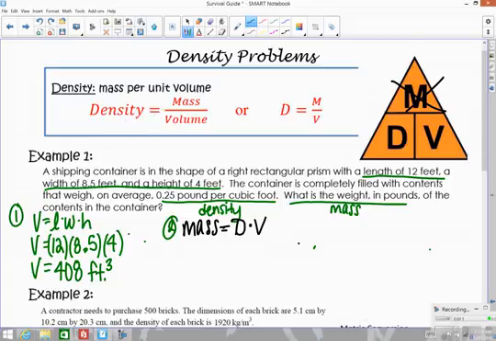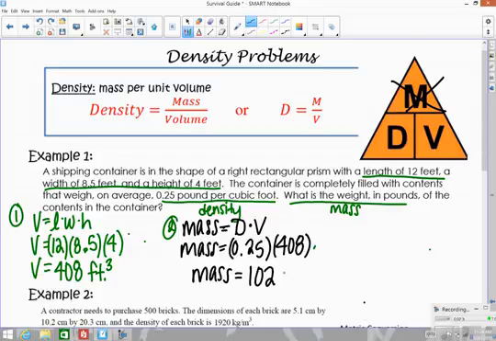So if I'm going to find the mass, I'm going to take the density that they give me, 0.25 pounds per cubic foot. I'm going to multiply that by the volume, 408. And when we do that, the cubic feet would cancel out, and my units would be left with pounds, and it's going to be 102 pounds. And that's it for that one.